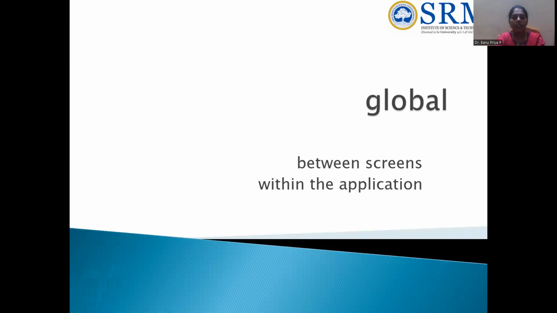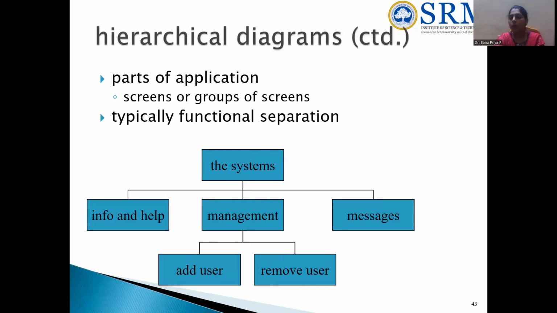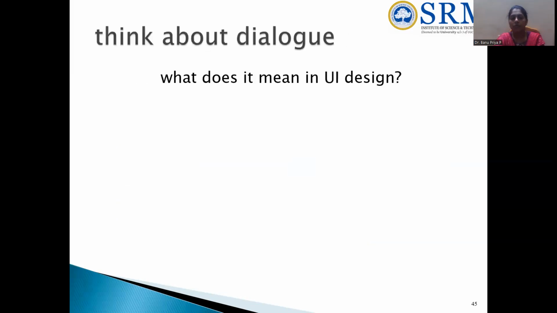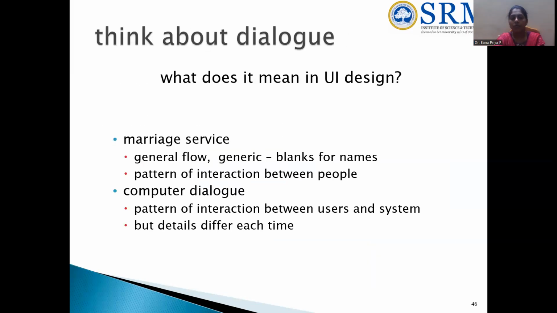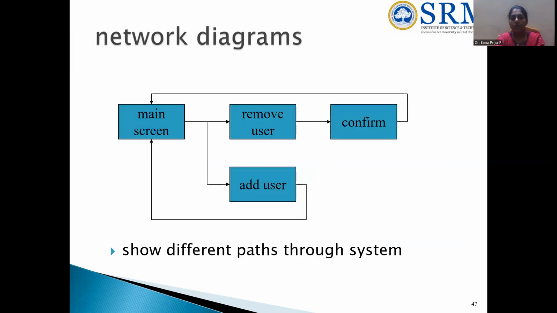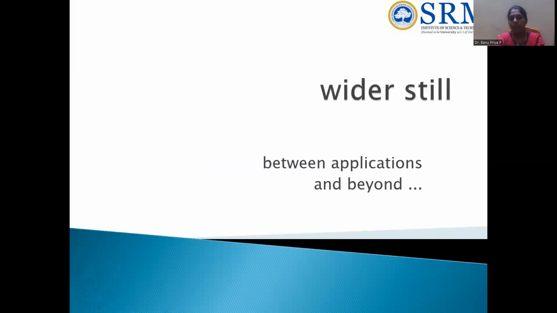What is global then? Between the screens within the application, this shows the hierarchical diagram of the global system. You have information, help, management, and messages. Under management, you can add a user or remove a user. For everything, the confirmation has to be asked.